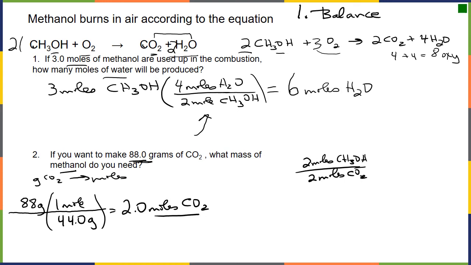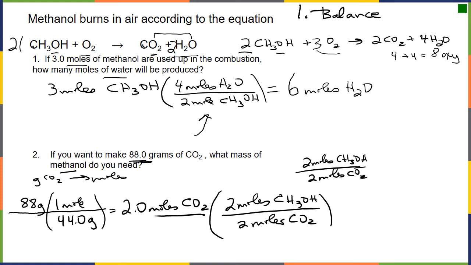Step 2, moles of what you have. Step 3, moles of what you need. Go to your balanced relationship and take 2 moles of methanol for every 2 moles of carbon dioxide. I only need those 2 portions because I'm comparing carbon dioxide to methanol. We're ignoring the oxygen and the water in this equation, giving us 2 moles of methanol.